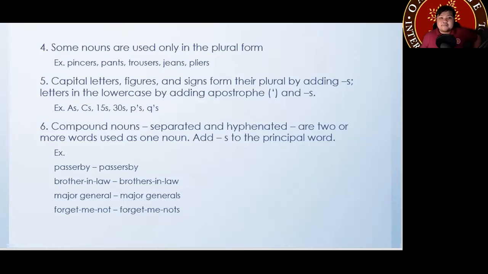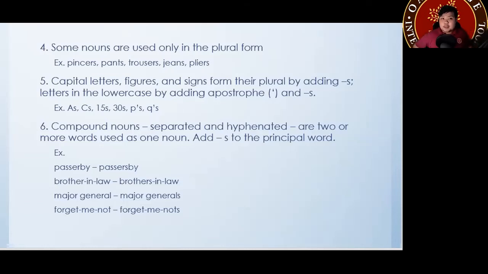Number 5, capital letters. Especially when you're talking about capital letters like A's or C's, or even numbers like 15s or 30s, there are different ways of making them plural. If it's a capital letter, just add S. If it's a number, just add S. If it's in lowercase, a small letter, you have to add an apostrophe first and then S. Apostrophe and then S.